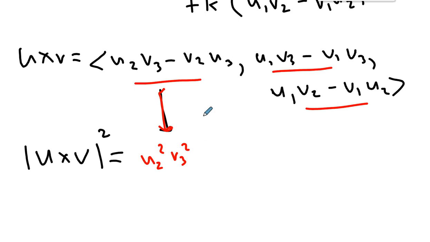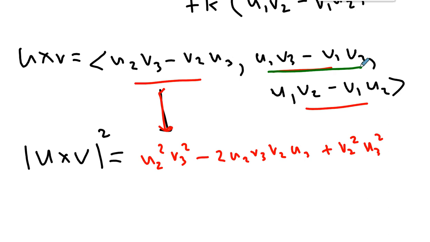You'll get two middle terms that are the same. So you'll have minus 2 U2 V3 V2 U3, and then you're going to plus V2 squared U3 squared. Okay, and then we just follow the same way, same thing we're going to do. We're going to square this binomial now.